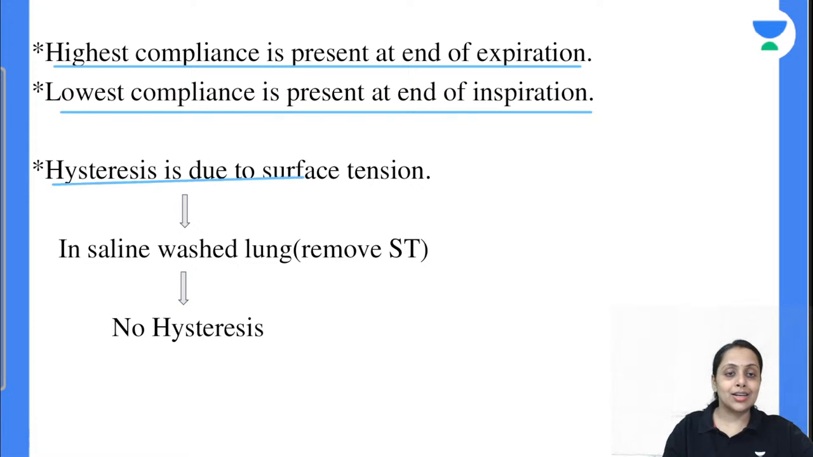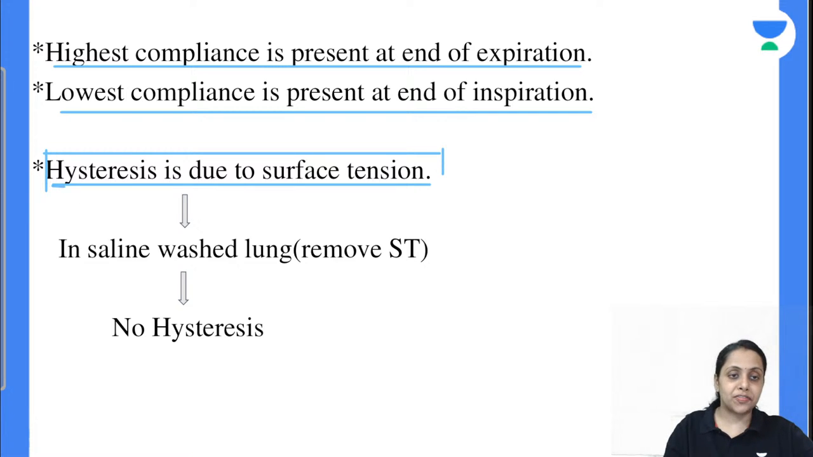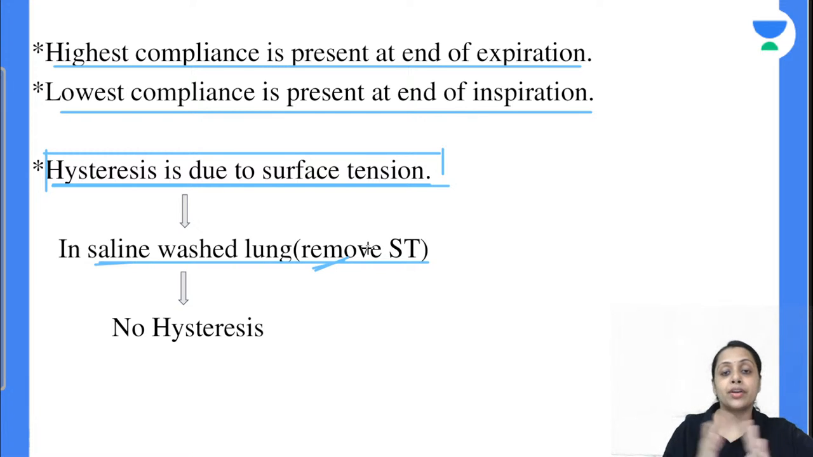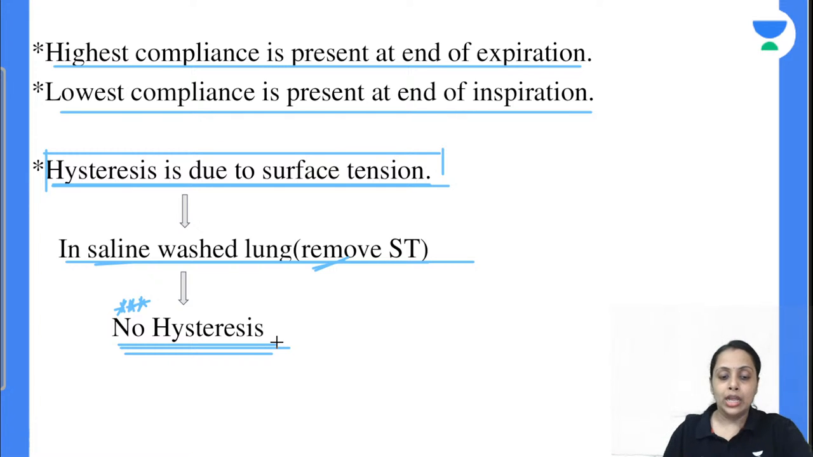So we can say hysteresis is due to the surface tension, and this surface tension is due to water molecules. So when we wash our lung with saline, surface tension will be removed, and so there will be no hysteresis. This point is important from the exam point of view. In a saline washed lung there is no surface tension and there is no hysteresis. Is this clear with everyone? Do reply fast.